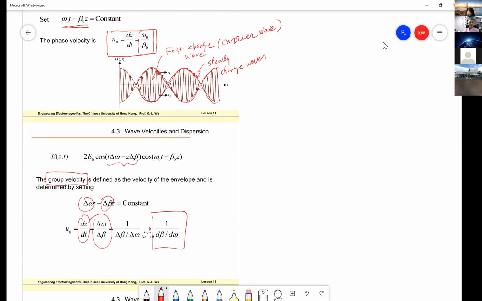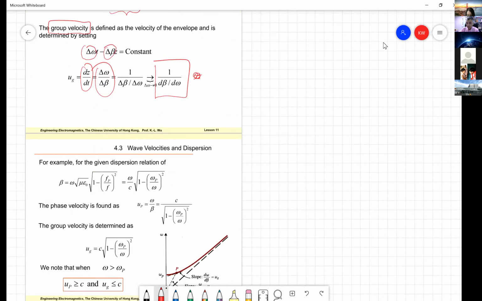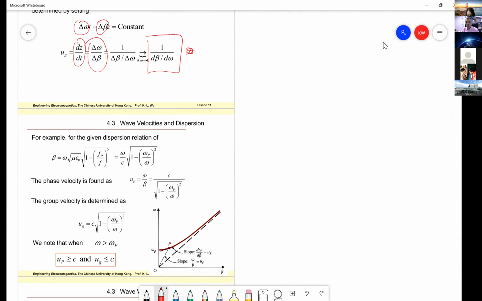So you can see this velocity can never be higher than the speed of light. Let's give one example.